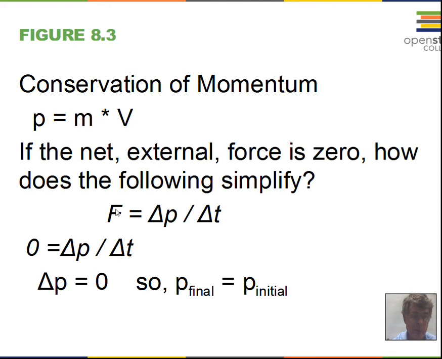What happens if the force is zero? Well, to have force of zero, that means the change in momentum is zero. And the way that this relates to the momentum is the momentum's constant. The final momentum is the same as the initial momentum. So if we subtract these two, that's the delta operation, then we come up with zero. So momentum is conserved if the net external force is zero.